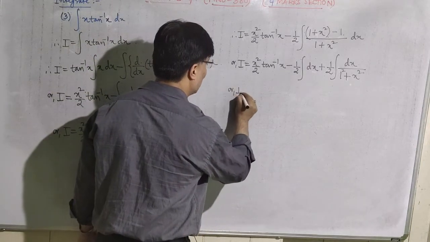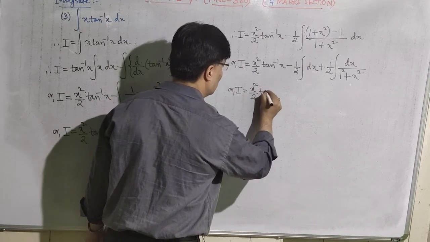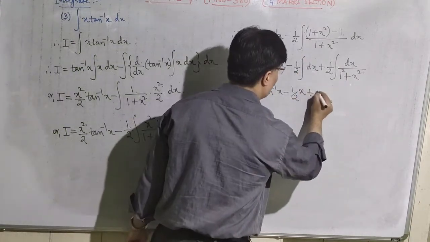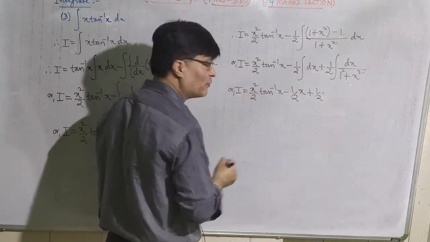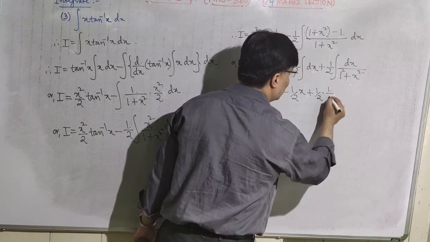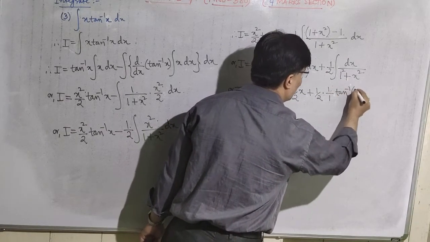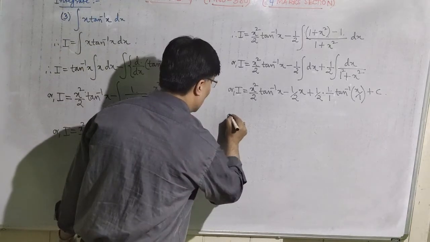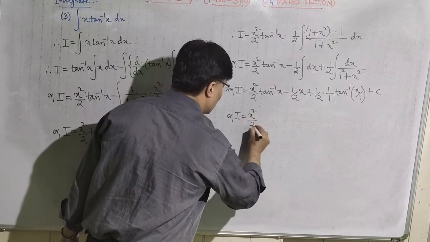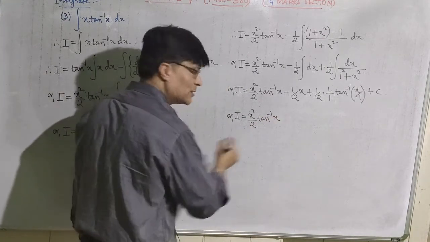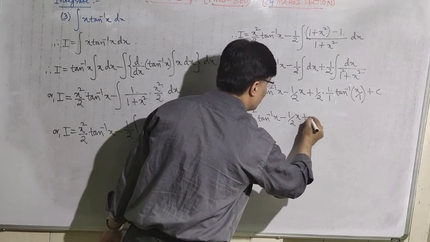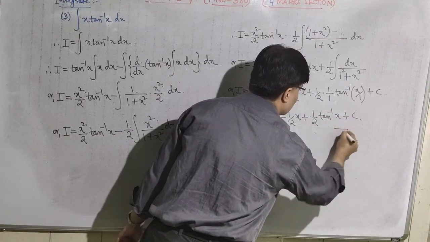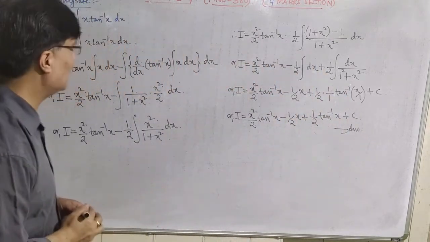So here we have I is equal to x square by 2 tan inverse x minus half into what is integral dx, that is x, plus half into what is the formula? This is the first standard form. What is 1 upon a here? Here 1 upon a is 1, tan inverse x upon a, that is x upon 1. Then what do you write? Plus c. Okay. So what is the final answer now? It is x square by 2 tan inverse x minus half x plus half into 1 is half, tan inverse x upon 1 means x, plus c. So this is the final answer.